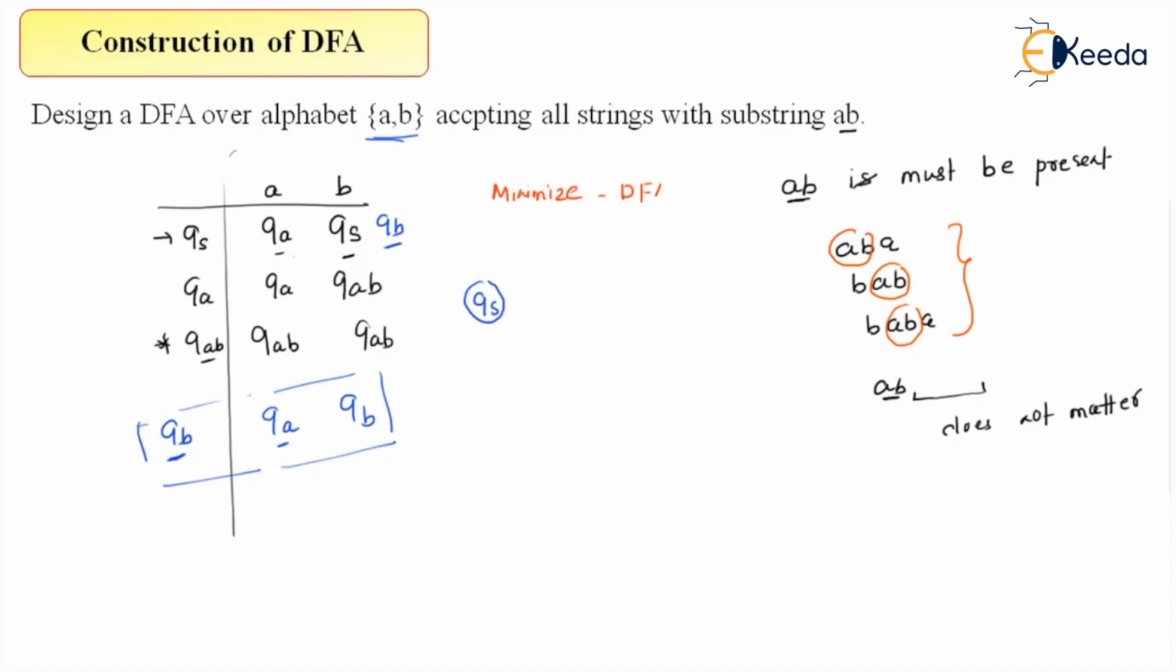Let's come back to this diagram. Here QA on input A goes to the state QA, on B it is looping, and then A and B go to the state QAB. More A's, it will loop. And then this is the final state, and on input A, B it just loops. So now this is the machine, and this is the transition diagram that recognizes the language.